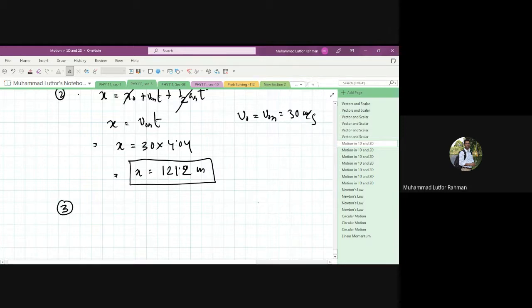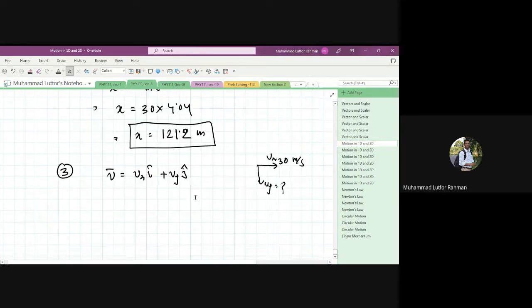Because initially it has 30 meters per second in the horizontal direction, but I also have to find the vertical component, Vy. This is your Vx and this is your Vy. I do not know that value, so I have to find it. Then the total velocity would be Vx i hat plus Vy j hat, right? That would be the total velocity here.